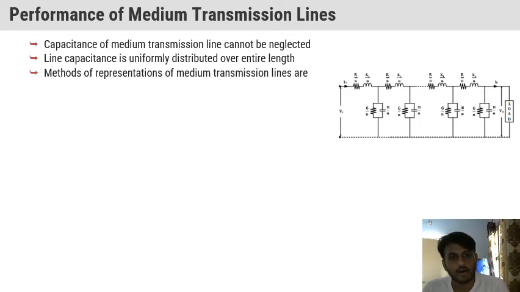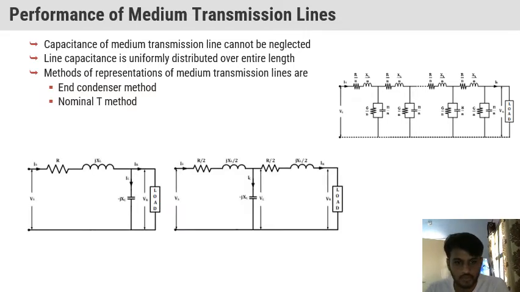Length and method of representation of medium transmission line are... Okay, so this is the method to represent the transmission line. We have a capacitance distributed over the transmission line. So we have two methods to represent the medium transmission line.